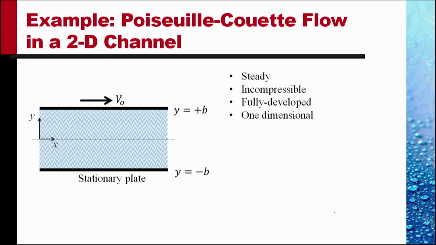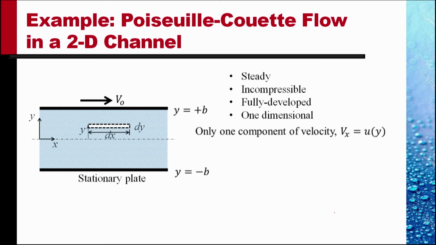If the flow is one-dimensional, there is only one component of velocity, and that is in the x direction. Vx, and we label it u, and this is a function of only one space variable, y. So u, a function of y, is the only component of velocity.